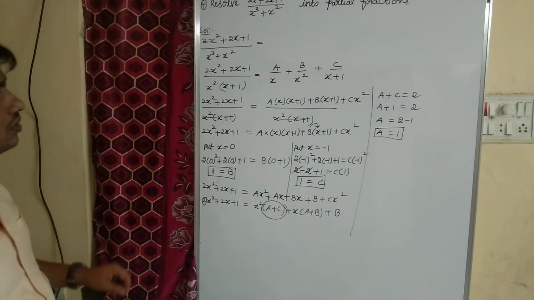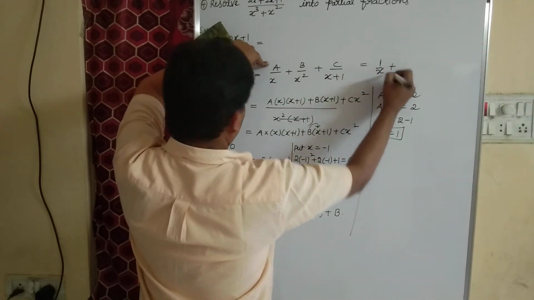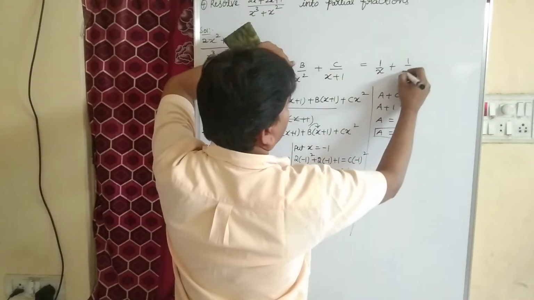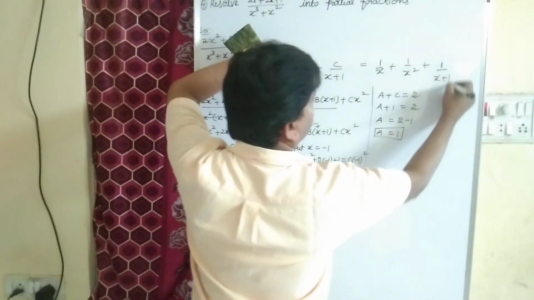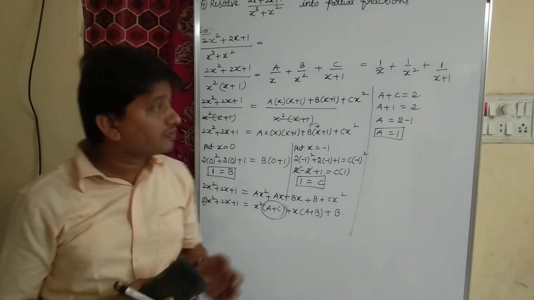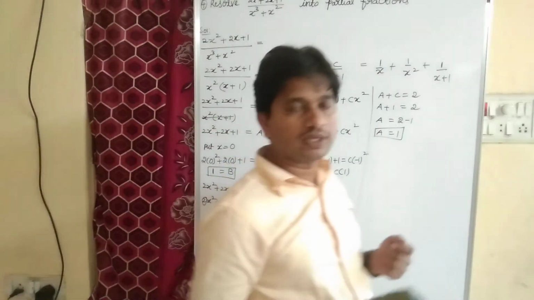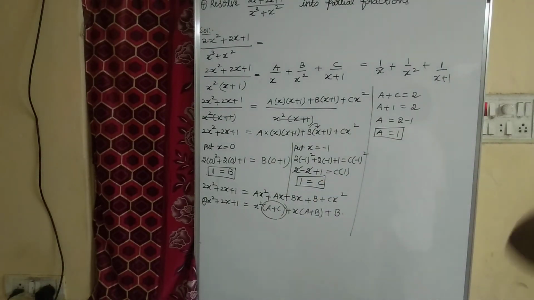Right? Therefore, this I can write as a by x. A means 1 by x. B by x square. B means 1 by x square. C means we got 1 by x plus 1. So what are the partial fractions? 1 by x plus 1 by x square plus 1 by x plus 1. See, we are discussing different methods, right?